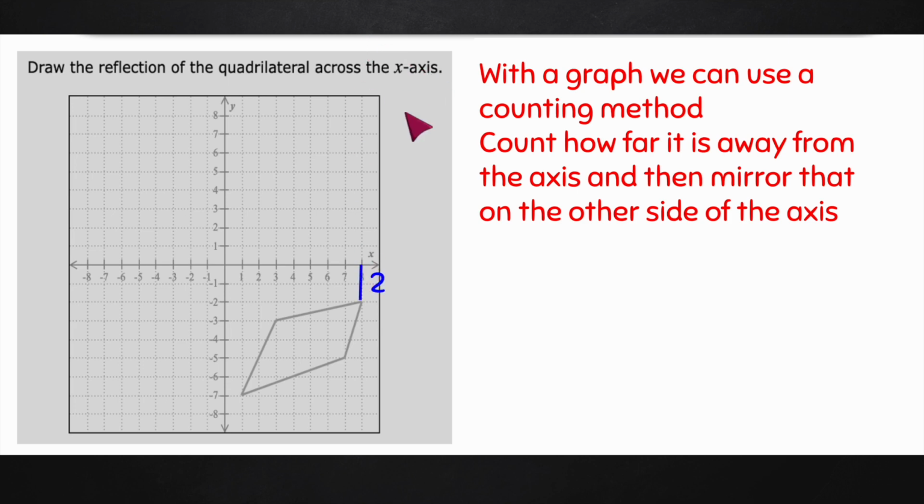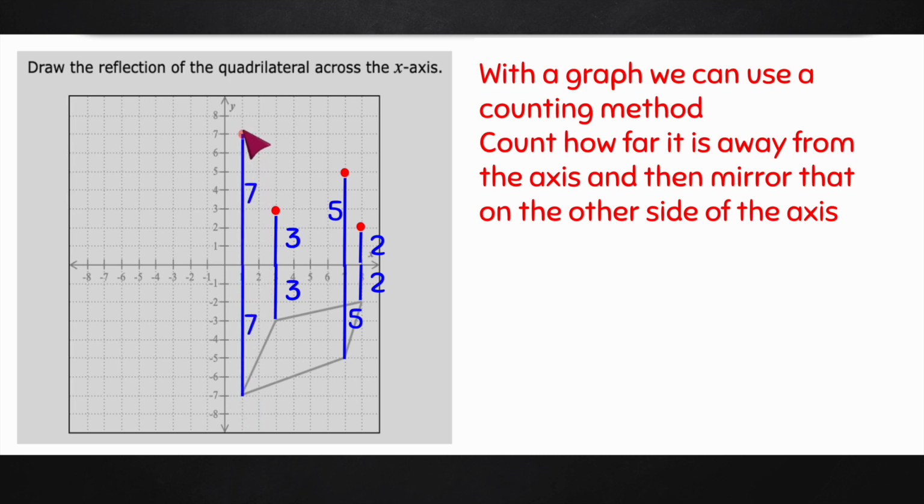So if I want to reflect this across the x-axis, and I start here on this vertex, I'm 2 away. So on the other side, I'd also need to be 2 away. That would be where the new vertex is. And then on this one, I'm 3 away, so I need to be 3 away again. I'm 5 away on this one, so I'm 5 away again. And this one, I'm 7 away, so I need to be 7 away again on this side. Now I can connect it, and that is reflected. So that is one option. That's a very visual option.